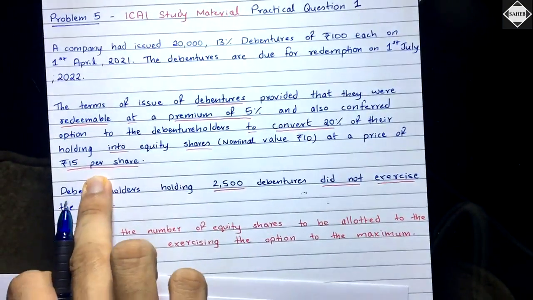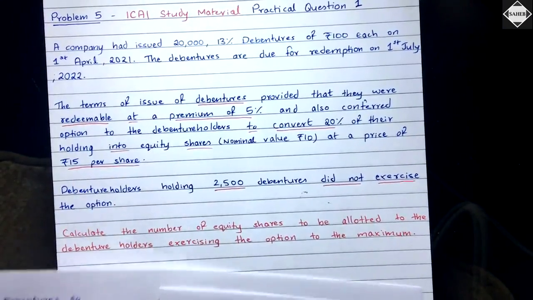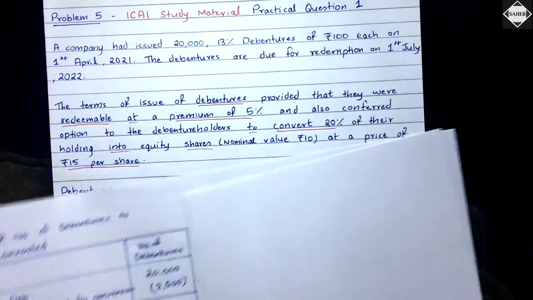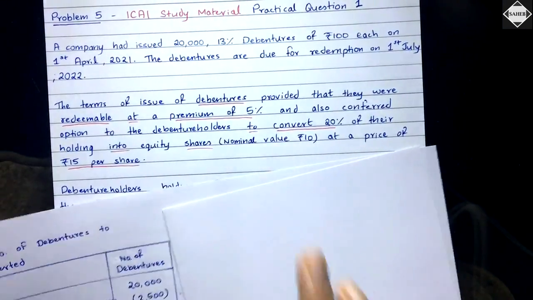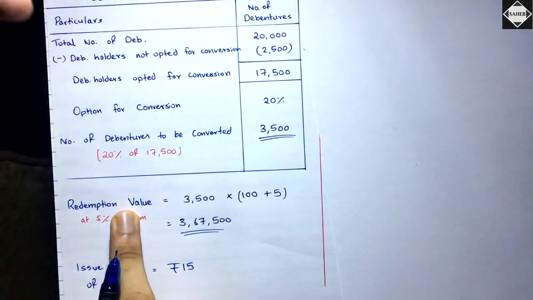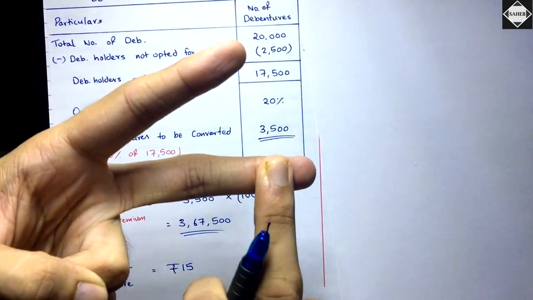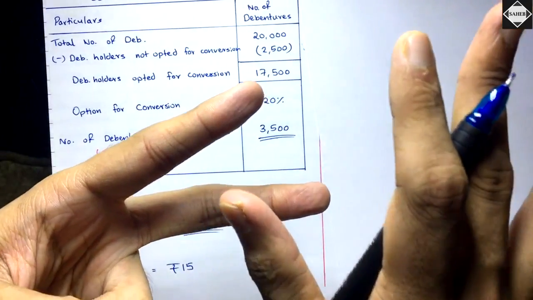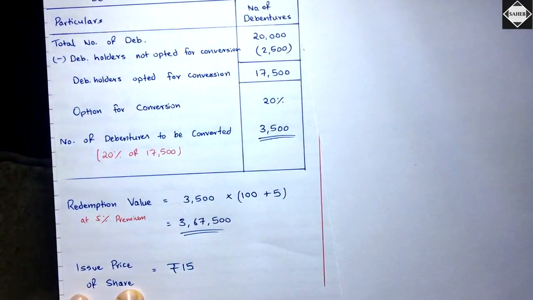See here, issue price of share is 15 rupees per share, so that's what you have to take. Why do we take the issue price, not the face value? Why didn't we take this 10 rupees nominal value? Because in the redemption value we have both the things, the face value of debentures as well as the premium that we are paying, that 5% extra. That's why you have to take the issue price of the share.